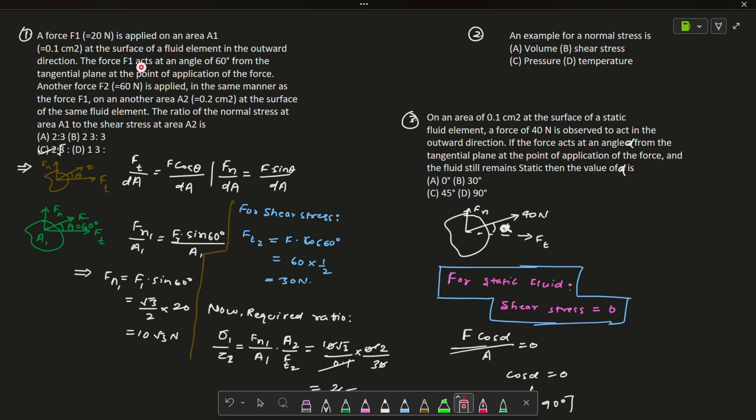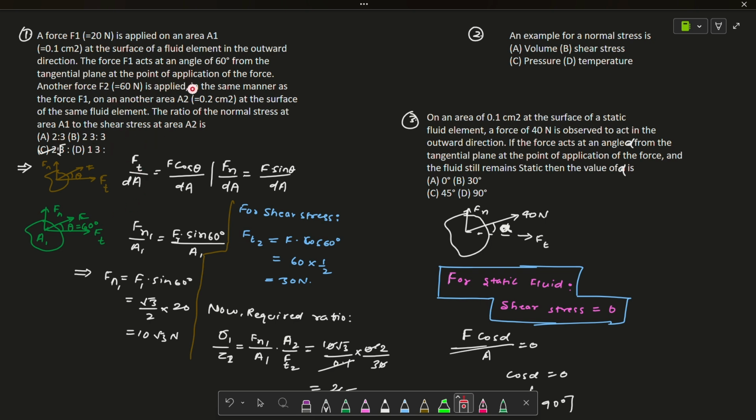The force F1 acts at an angle of 60 degrees from the tangential plane at the point of application of the force. This is the point of application of the force, and this is the tangential plane. Ft is the tangential component, and perpendicular to Ft is Fn. So the angle made by F with respect to Ft is 60 degrees, as mentioned here.